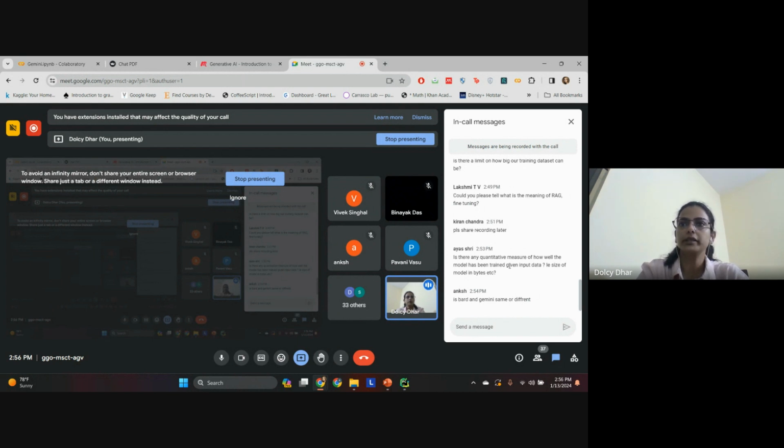Is there any quantitative measure of how well the model has been trained given input data? I think Google has not released the size and the parameters. I didn't find it. As for quantitative measures of how well the model has been trained, evaluation metrics, validation testing and a lot of things go into that picture, where you understand whether the model is generating the right answer or not. Phase 3 can also be taken into account, where reinforcement learning with human feedback is played and human feedback is required.